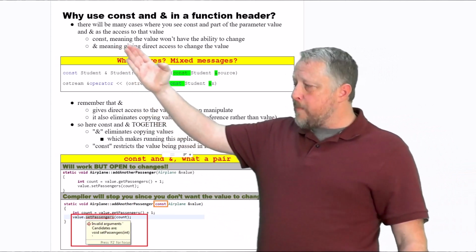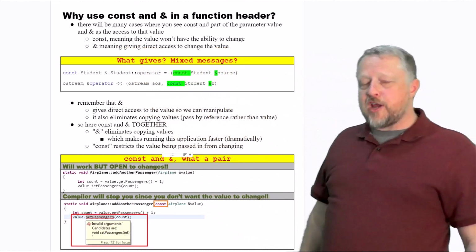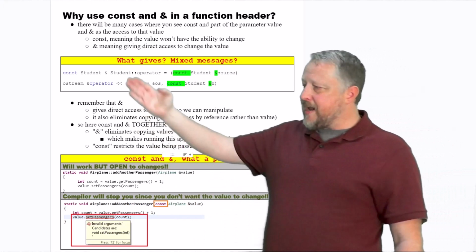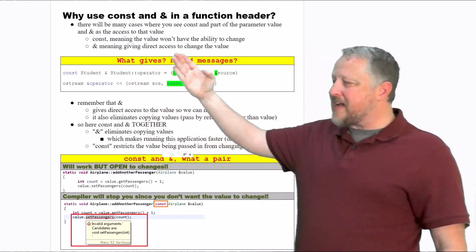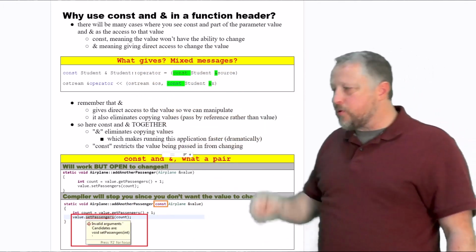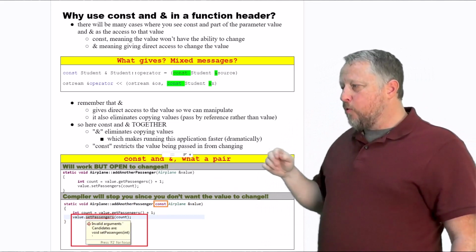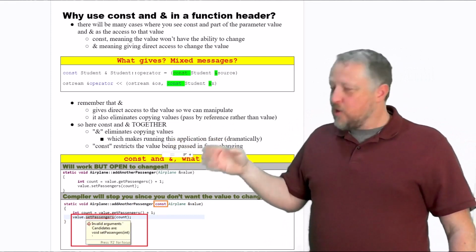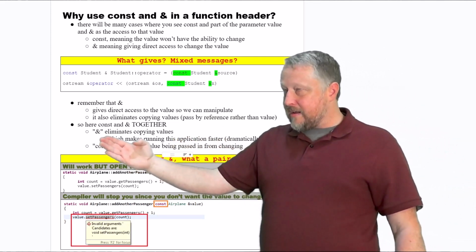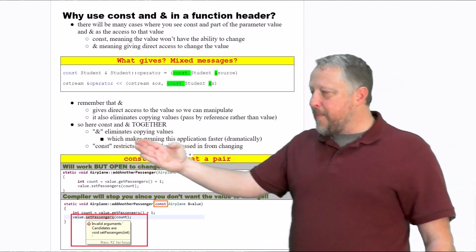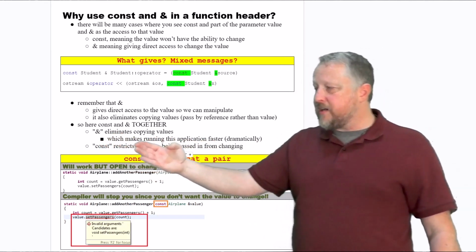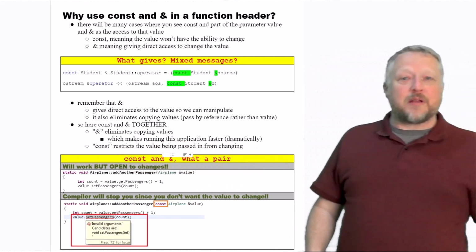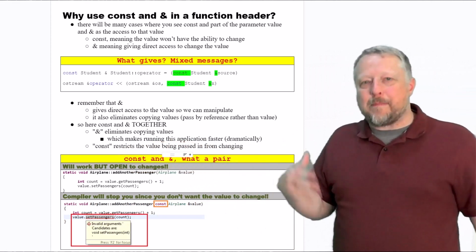Const, as you know, means the value won't have the ability to change. But using the ampersand means giving direct access to change the value. So guess what? We're going to put them together. When we use the ampersand, it eliminates copying values, which means in this runtime application, it doesn't have to make copies or anything else like that.